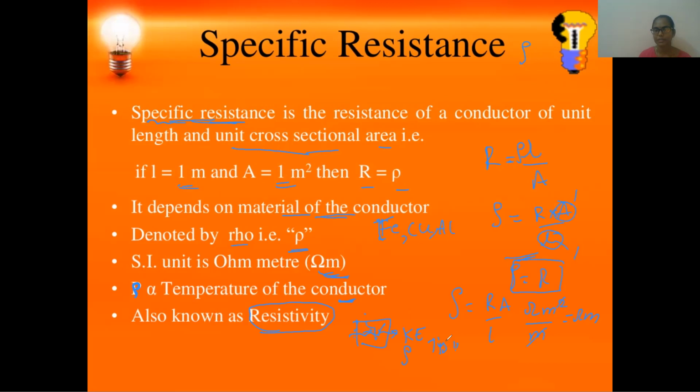When temperature increases, all the particles keep on moving. They are not at rest. So when the particles are moving, it is very difficult for the electrons to pass through. That is what resistivity depends on. Resistivity is directly proportional to the temperature of a conductor. I hope this is clear, children, regarding specific resistance.